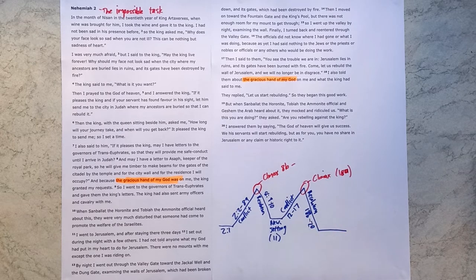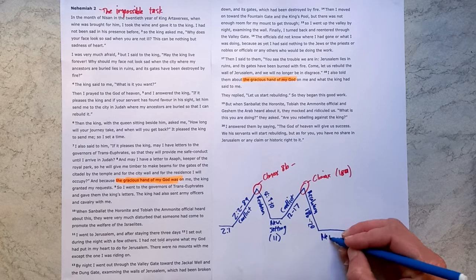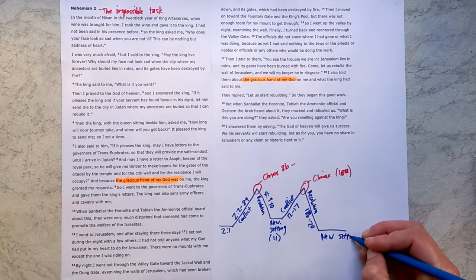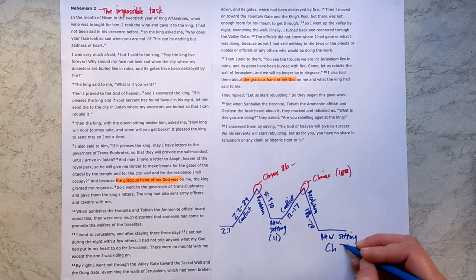Again, the people rally and they say, yep, let's get going. But then we see the enemies come, Sanballat and Tobiah and Geshem the Arab come, to try and oppose the people, stop them working. But Nehemiah displays his trust in God. And that takes us to our new setting in chapter 3, where we see the people getting together and working side by side to rebuild the walls of Jerusalem.